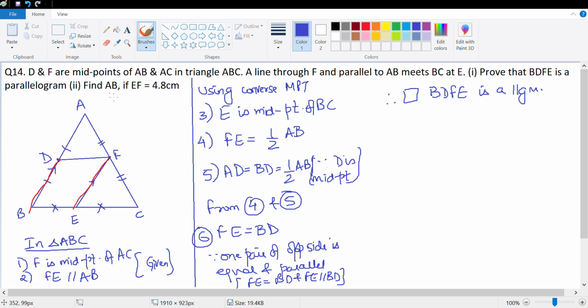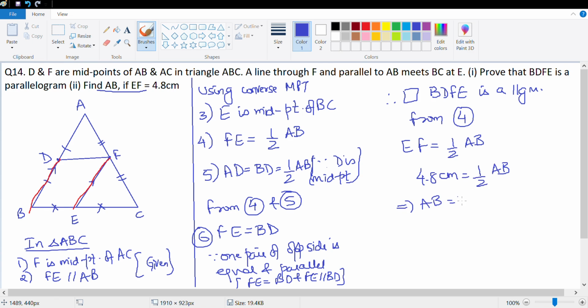We also need to find AB if EF is equal to 4.8. Okay. So from 4, what we have is EF is equal to half of AB, and EF is given as 4.8 centimeter, which is equal to half of AB, which means AB is equal to 4.8 centimeter into 2. Therefore, AB is equal to 9.6 centimeter. That's the next thing they wanted me to figure out. We've found out the value of AB as well.